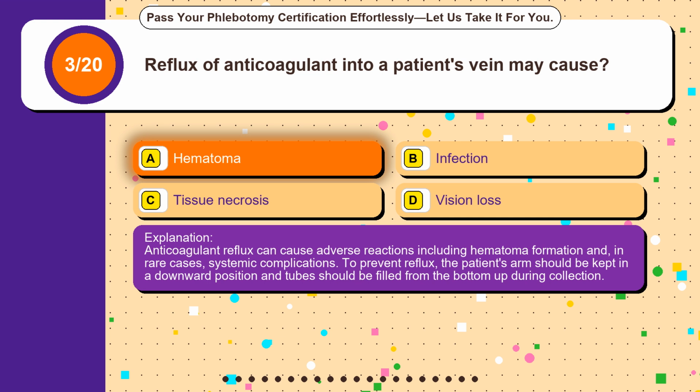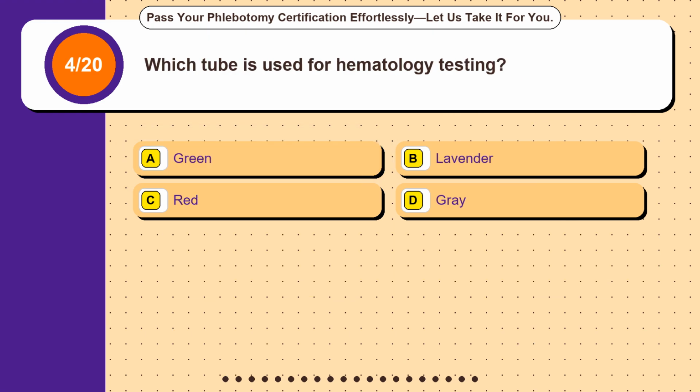To prevent reflux, the patient's arm should be kept in a downward position and tubes should be filled from the bottom up during collection. Question 4. Which tube is used for hematology testing? Option A, green; option B, lavender; option C, red; option D, gray.